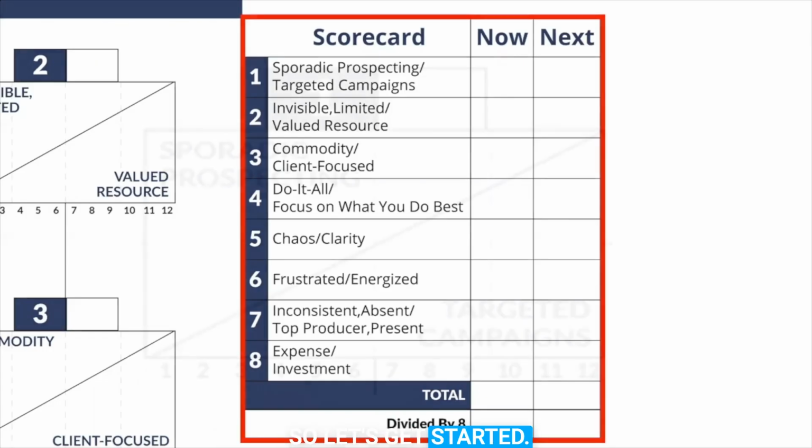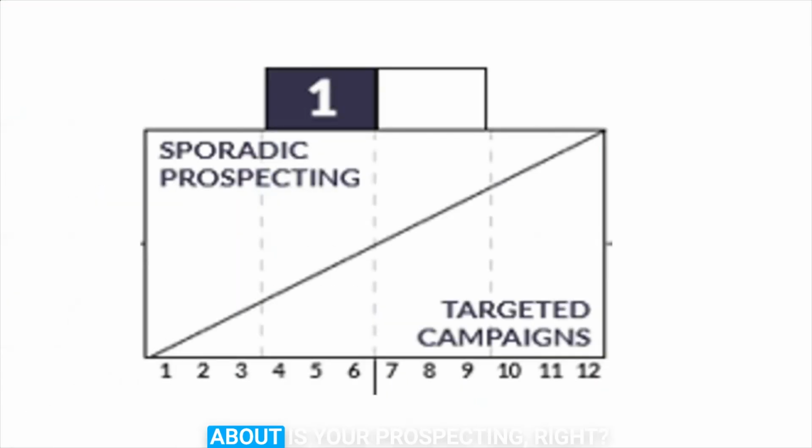So let's get started. The first thing we're going to talk about is your prospecting, right? Prospecting is a disciplined act of asking for business. What I'd like you to do is just rate yourself 1 to 12, with 1 being completely sporadic, inconsistent prospecting. Sometimes you do it, sometimes you don't, right? And 12 being complete, comprehensive, targeted, structured campaigns that are automated. There's a process, right? 1 to 12. I want you just to identify where you are right now.